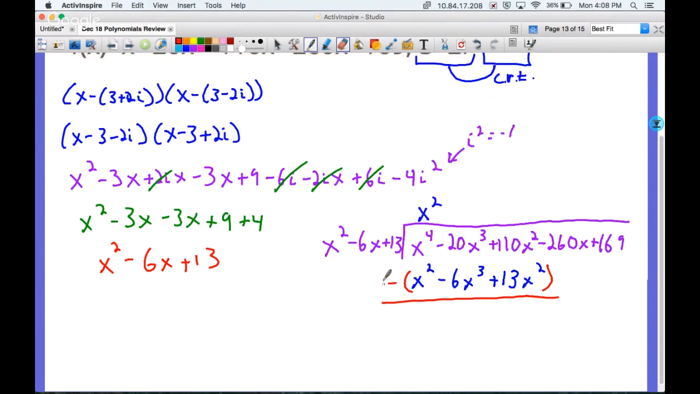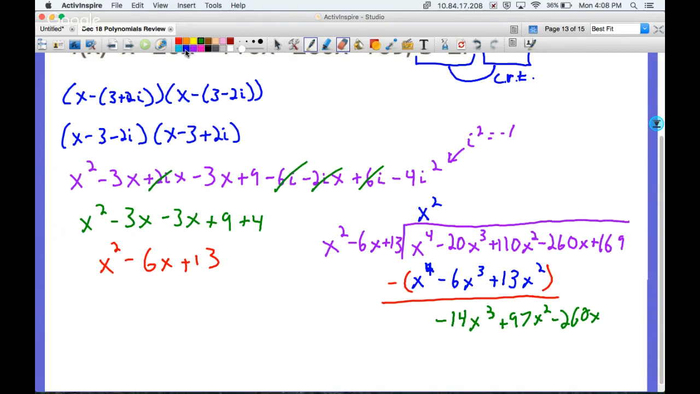Thus, and here it's important to keep track of your negatives. Easy to mess up. You get negative 20 minus a negative 6. That's going to become negative 14x cubed. Here I've written this a little bit wrong. There should be a 4 there. All right. 110 minus 13. That's going to be a 97x squared, and we'll drop down our next term.